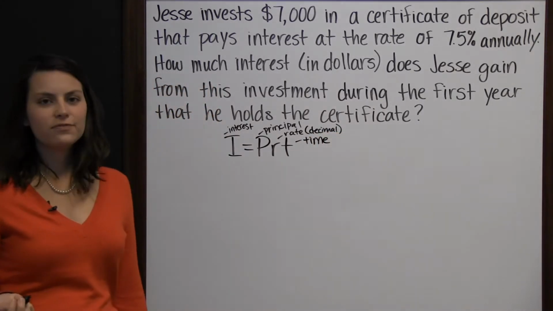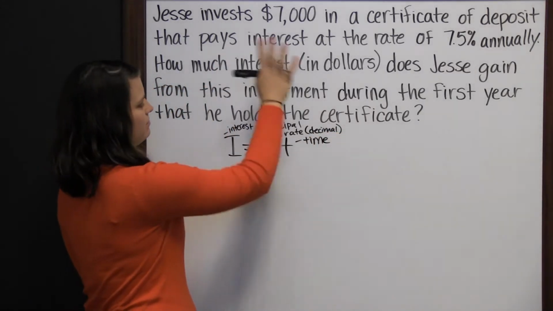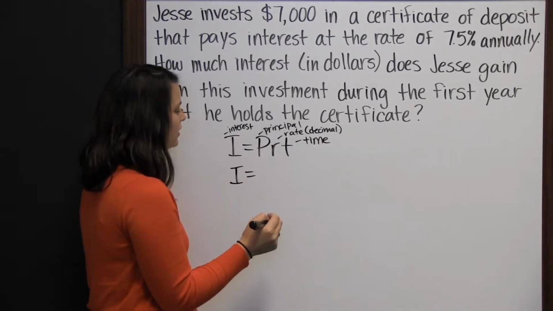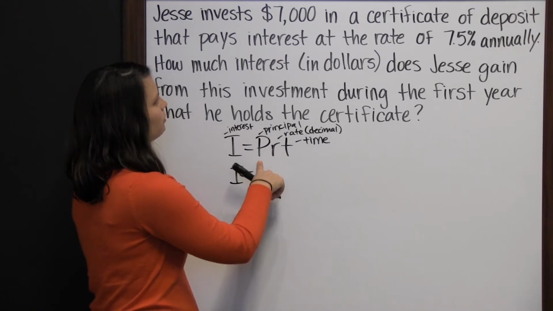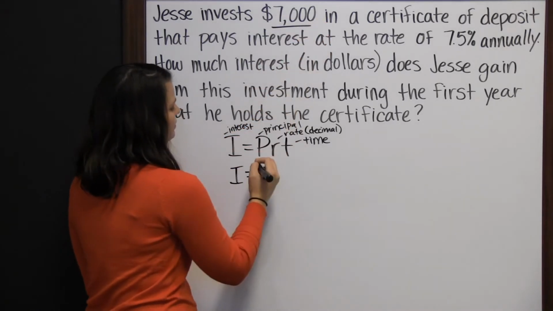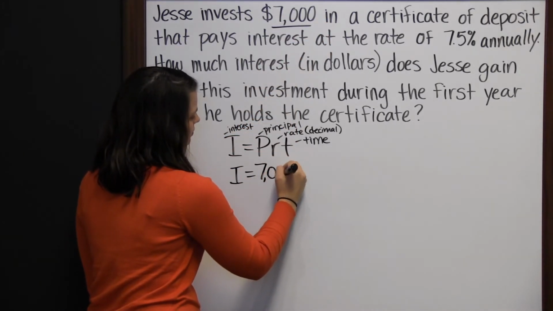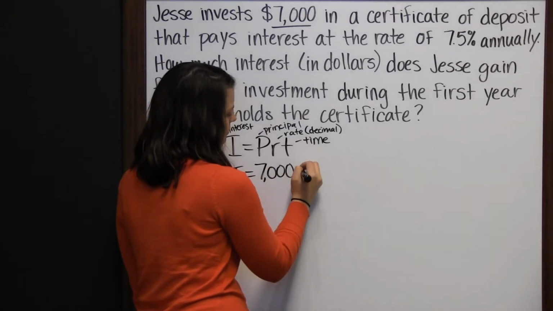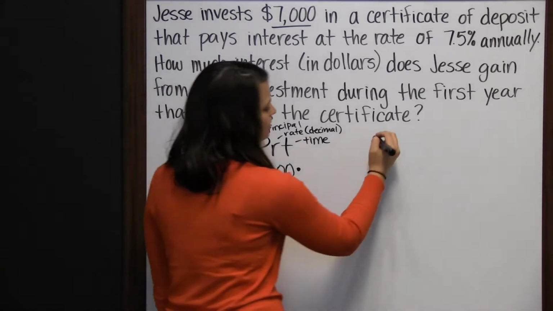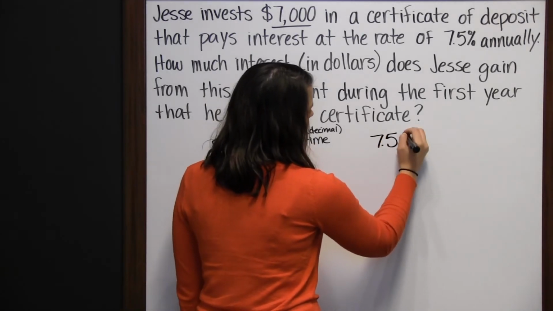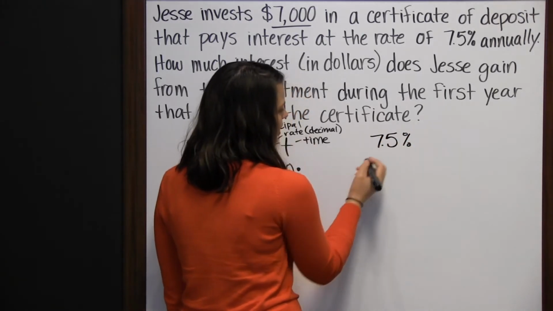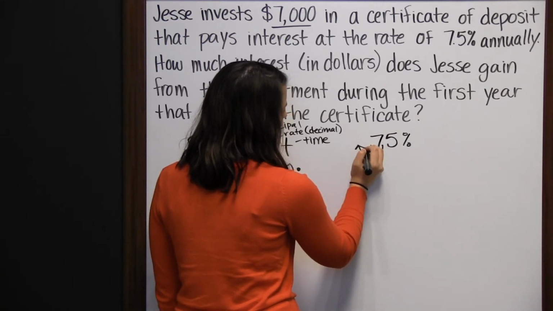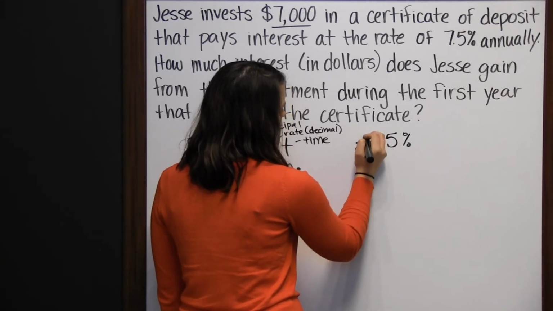So we're going to take our information from our problem and plug it in. So our amount of interest is equal to the principal, $7,000, times the rate as a decimal again. So we're taking 7.5% and changing it to a decimal, which means taking the decimal and moving it two places to the left.